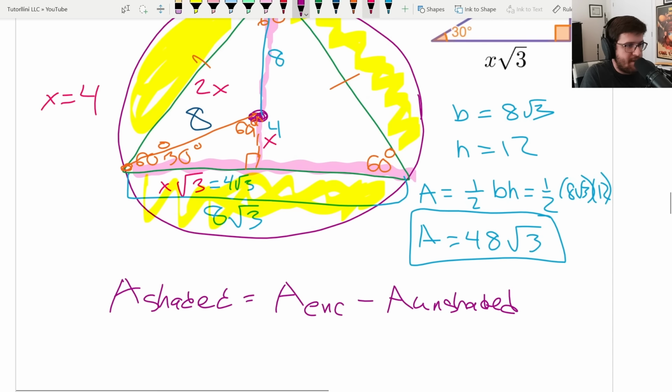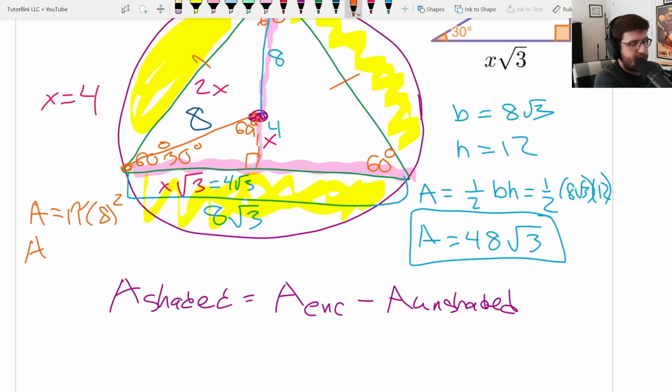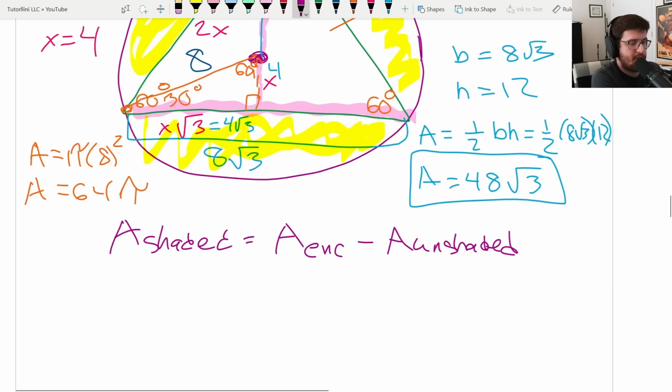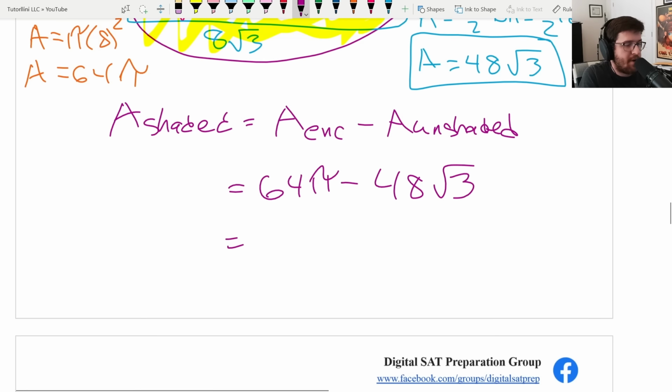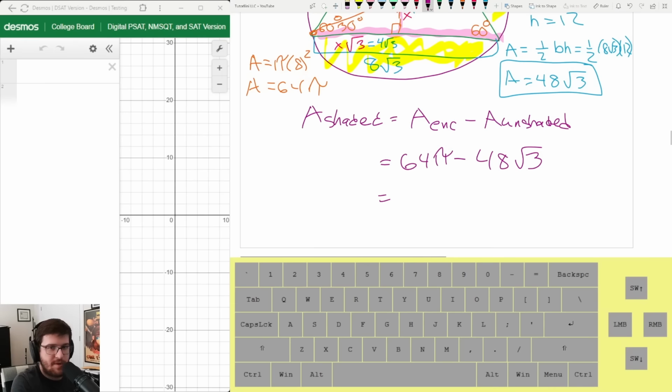So the area of the circle, area equals pi r squared. So pi, the radius is 8 squared. So the area is 64 pi. So the area of the shaded region is 64 pi minus 48 root 3. And we can't put that in a student-produced response, so the question says round your answer to the nearest tenth. Okay, let's go to Desmos. 64 pi minus 48, and then SQRT does square root 3.